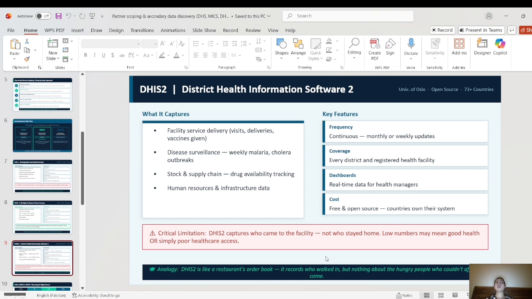Okay, it is capturing whatever is coming to the facility, not who stayed at home. So low numbers mean good health, or simply poor health care. The analogy that we're looking at here is that DHIS2 is like a restaurant order book. It records who walked in, but nothing about the hungry people on the street, who probably cannot afford to come here to eat.